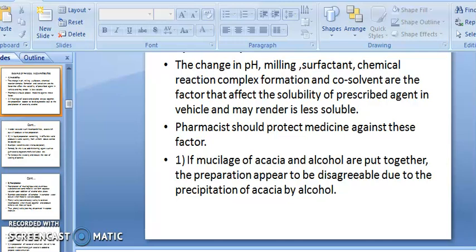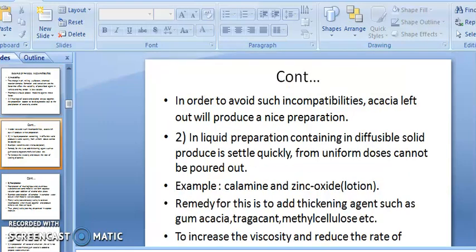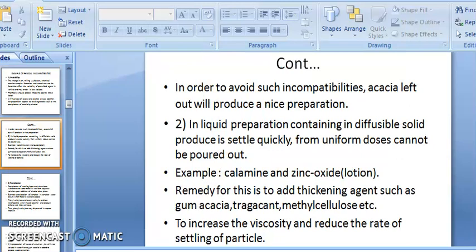This type of incompatibility can be overcome, because no solubility was achieved. In order to avoid such incompatibility, acacia is left out to produce a nice preparation. You have to not add the acacia to your alcohol, which leads to a nice preparation.